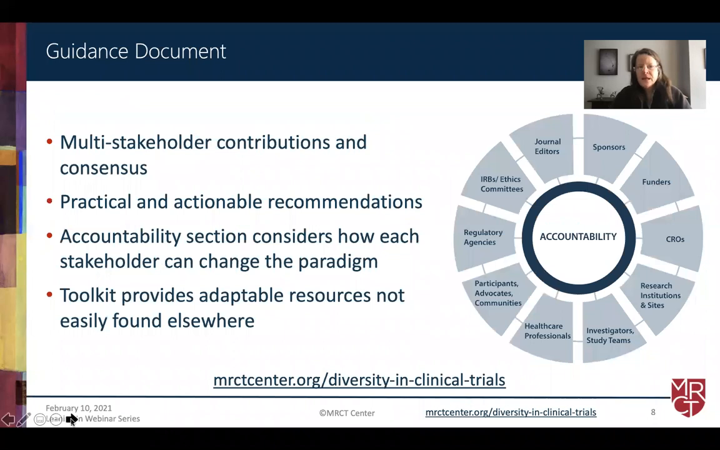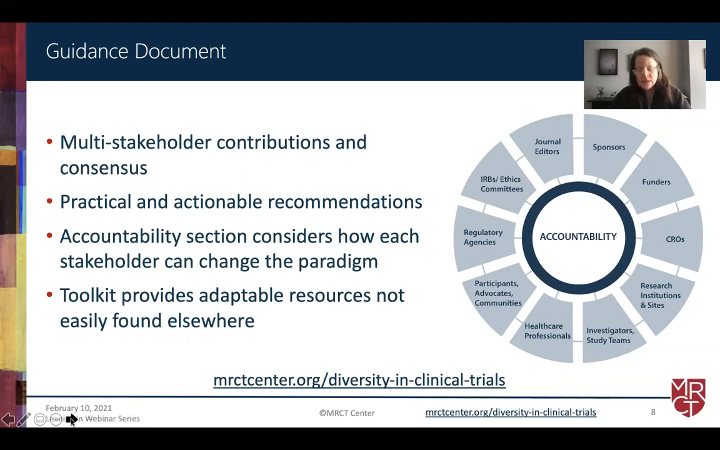So we really, in the guidance document, tried to go through each of the issues, first define it and make a case for diversity, and then to think throughout the clinical trial process and more generally the drug development process, how to think through practical and actionable recommendations to change and bend the curve towards greater representation. We also talk through accountability so that each stakeholder can change their paradigm of how they do the work and the results that they see.